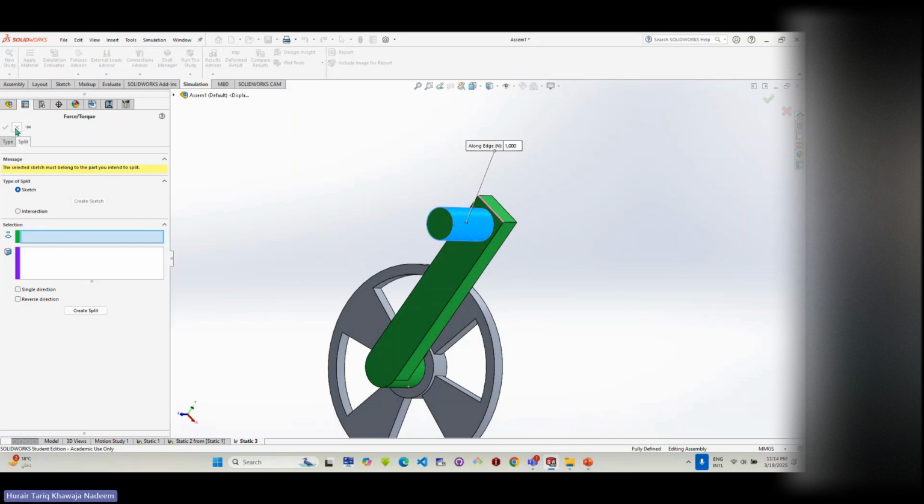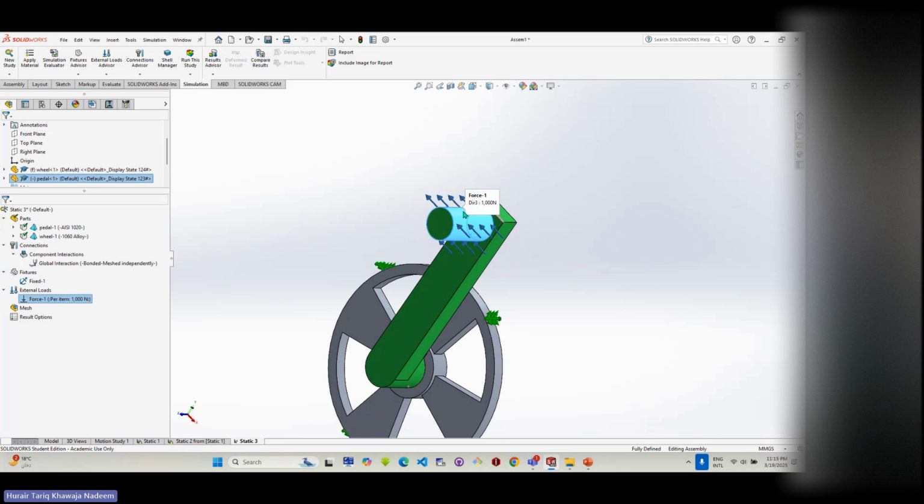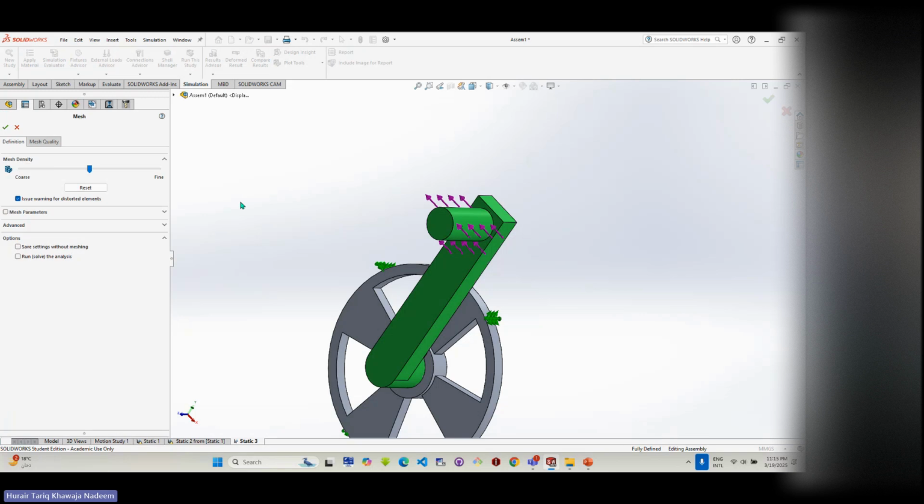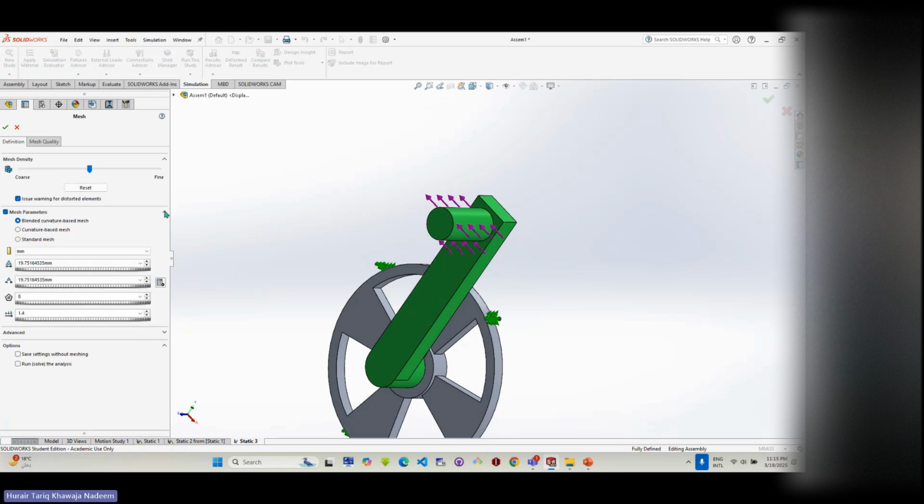So either you go to the model and then make a split, or you can go over here and do the split. Now what I'll do, I will go to the mesh and create mesh. Okay. So we create mesh. I'm okay with this. This is blended curvature mesh. These are the types of meshes which are available in SolidWorks.